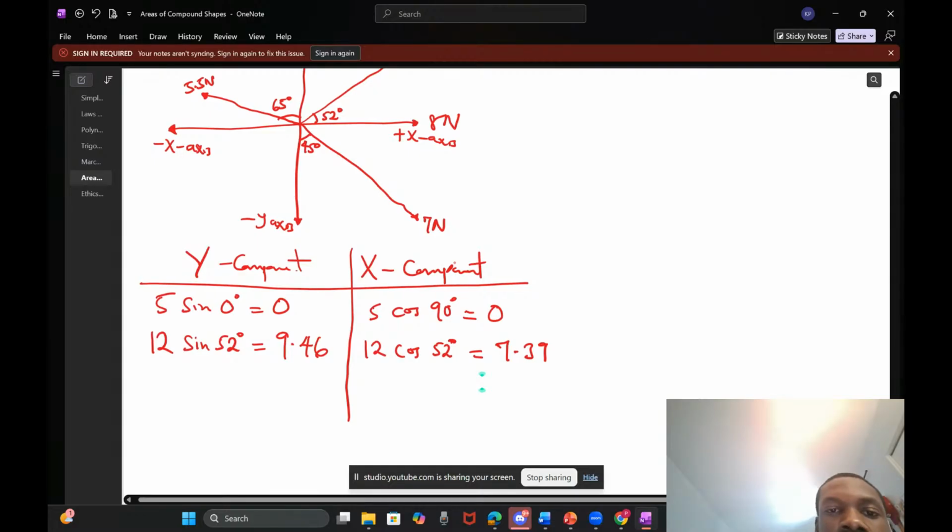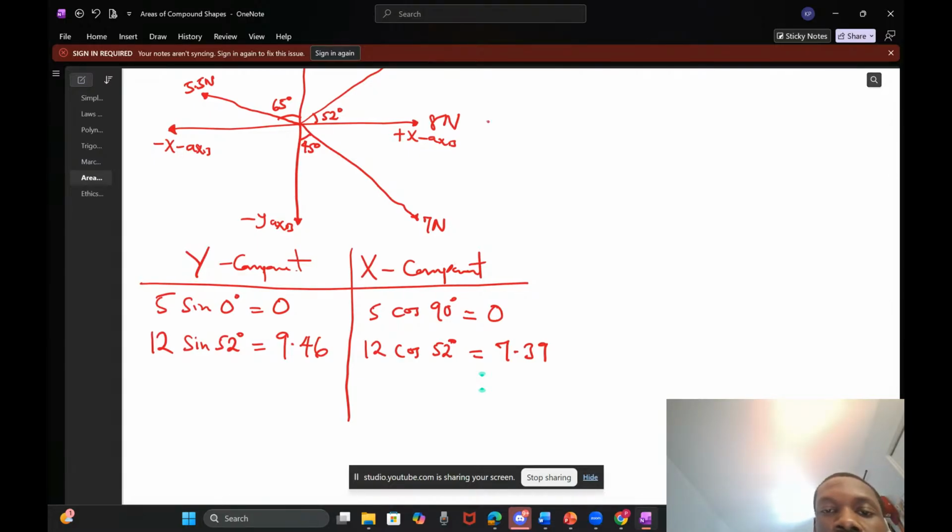So we have 8 Newton. So this one is on the x-axis. It does not have any angle, so this will be 0 degrees for the x component. And then it will be making an angle of 90 degrees with the y-axis here. So in this case, for the y component, that will be 8 sine 90 degrees. Sine 90 is 1. So that will be 8.